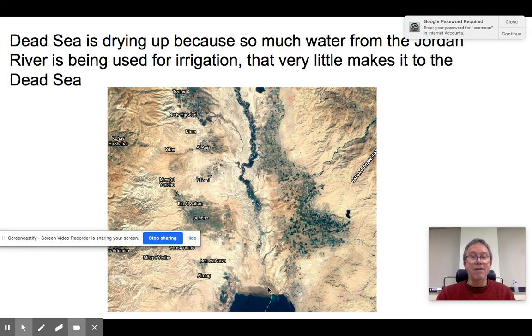It's like the Colorado River. It's like the river flowing into the Aral. It runs out of water because it's being used to irrigate. Well, a consequence of that is the Dead Sea is dying because it needed some input, but it's not getting it. So the Dead Sea is shrinking because of all the agricultural use of the water in the Jordan River.